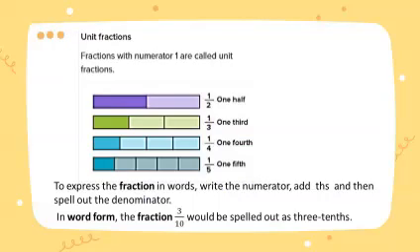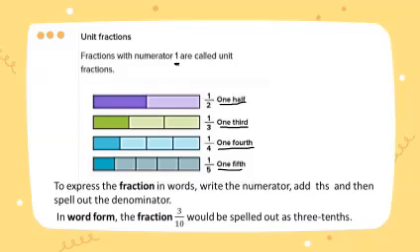Now we are going to learn how I can express fractions in words. Fractions with the numerator 1 are called unit fractions because I'm comparing a unit to something. So 1 out of 2, instead of saying 1 over 2, we can say one half. Those are special fractions. 1 over 2 is called one half. 1 over 3 is called one third. 1 over 4 is called one fourth.